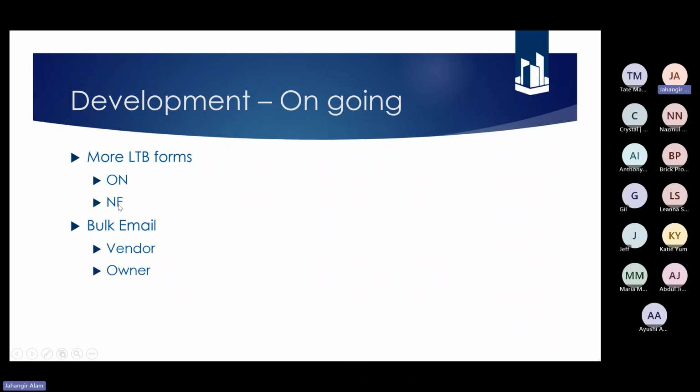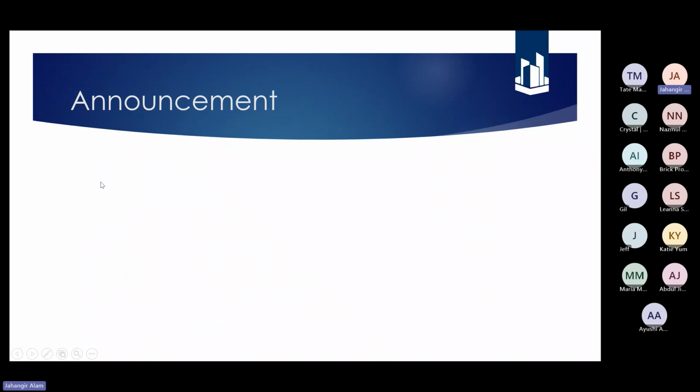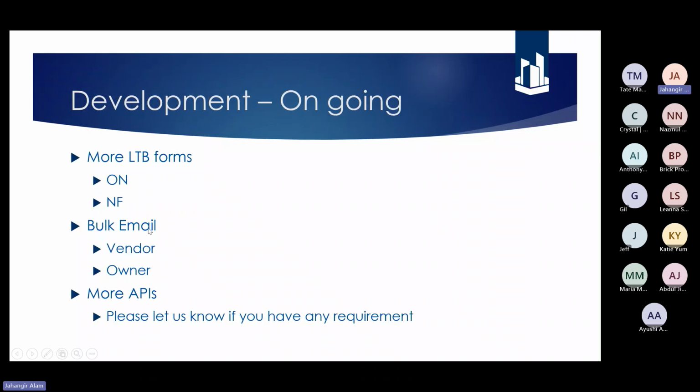Alberta, the issue is Alberta doesn't have any standard LTB notice forms or leases, right? So that's kind of hard. But for Winnipeg and Newfoundland, more LTB forms will show up. Okay, and bulk email, I mentioned that earlier. We'll have a vendor bulk option and/or bulk owner email option show up. Then more APIs will come, right?